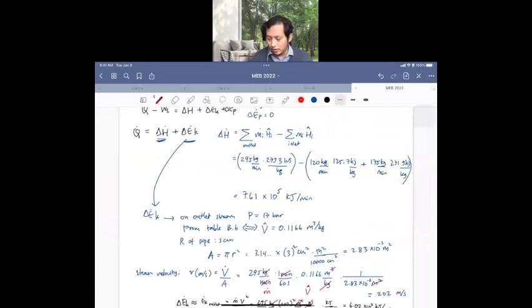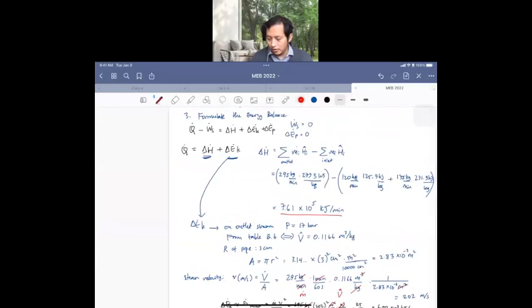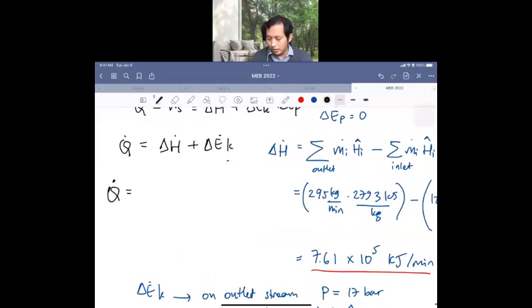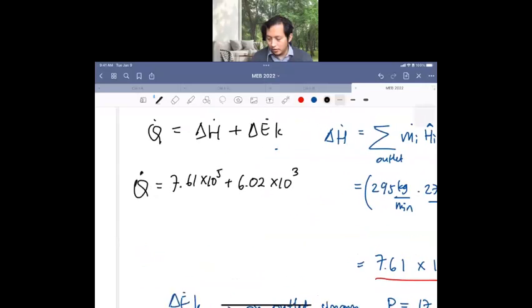We also get the heat flow, and that is our total solution. So we can write here that the heat, the Q here, the heat flow, is equal to the change of enthalpy plus the change of kinetics. I think both are already in kilojoule per minute.